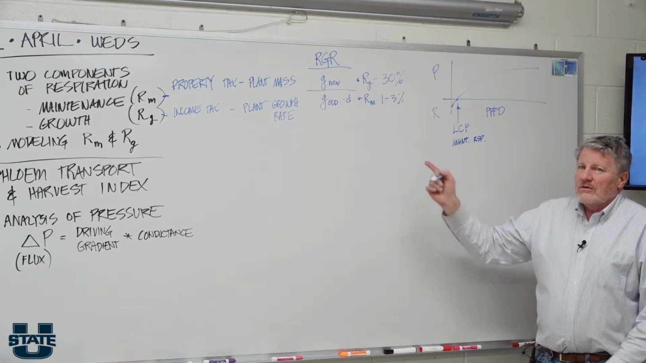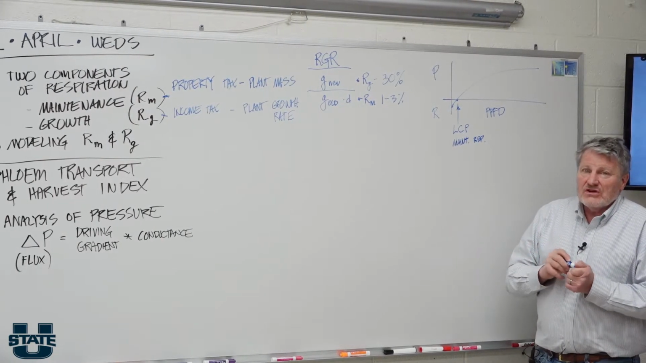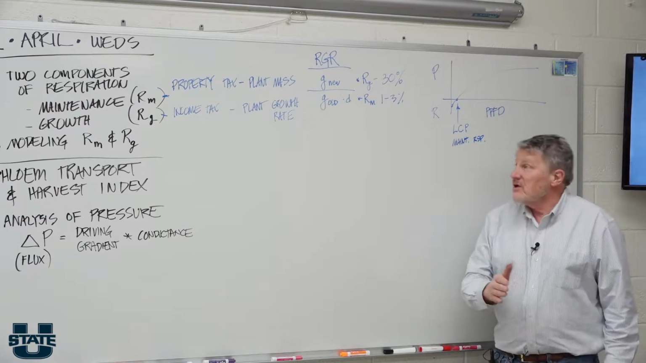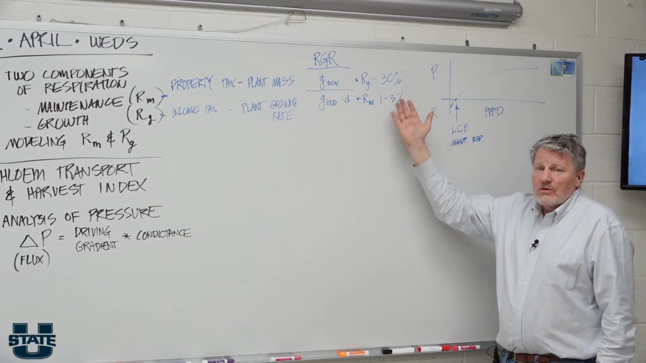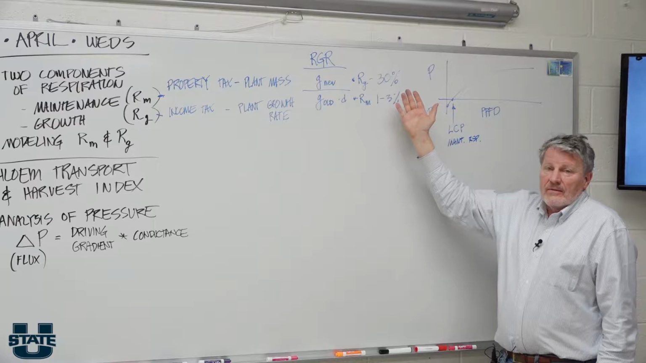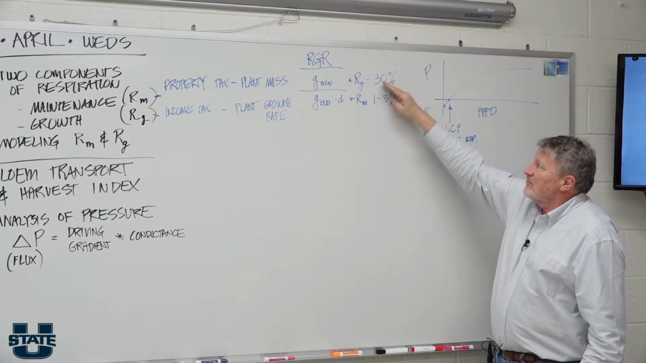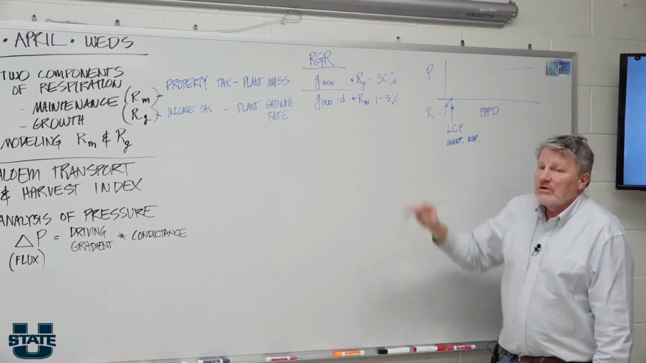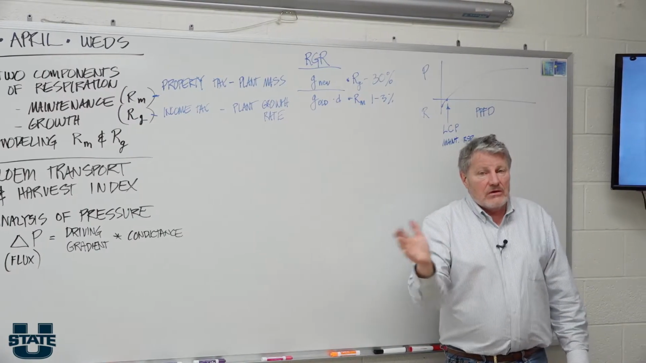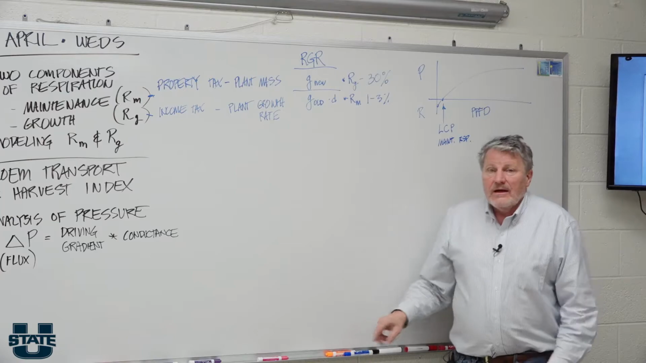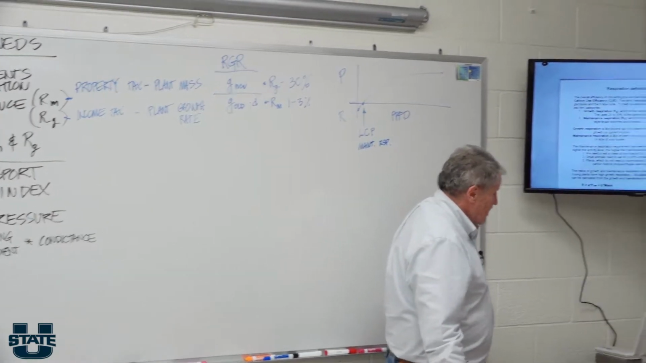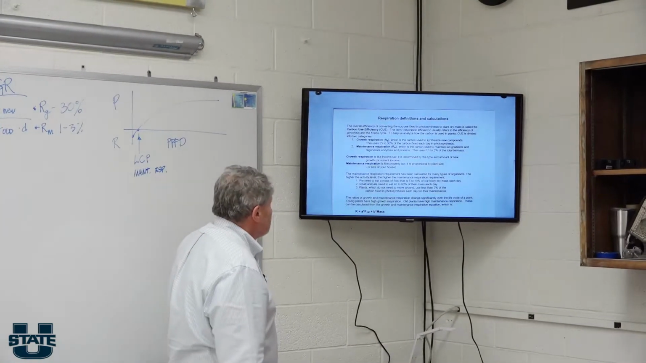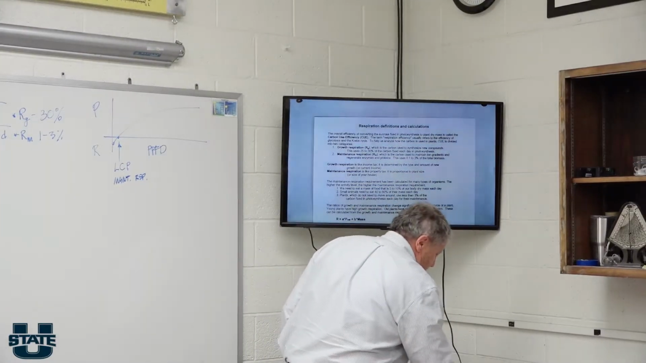So the homework asks you to take some relative growth rates and take some typical tax rates, the fraction of carbon going to growth, fraction going to maintenance, and calculate what's going on with the plant. And to help you with that, let's work through an example problem.